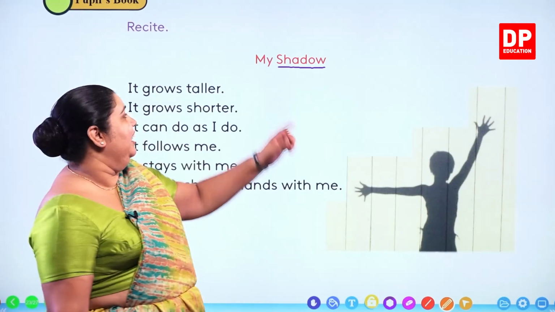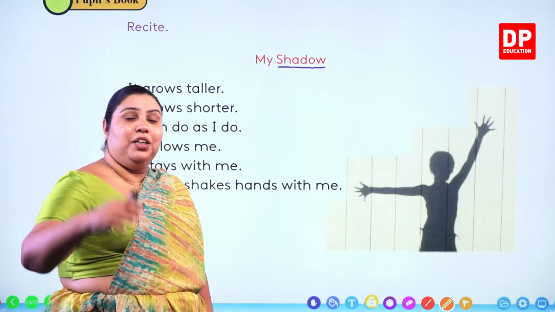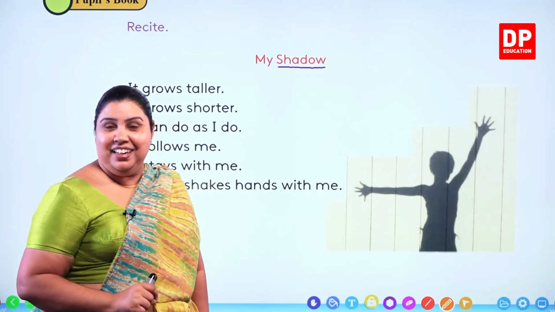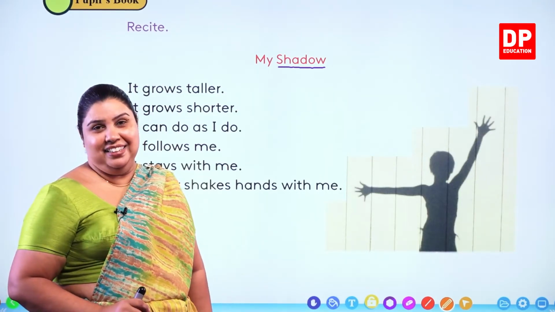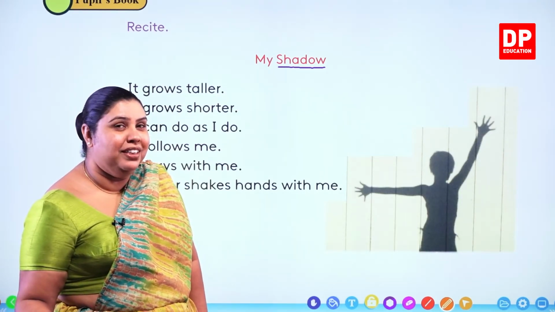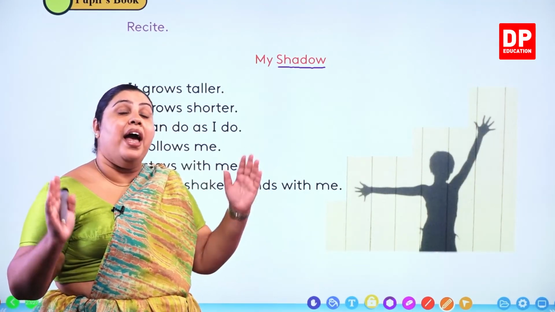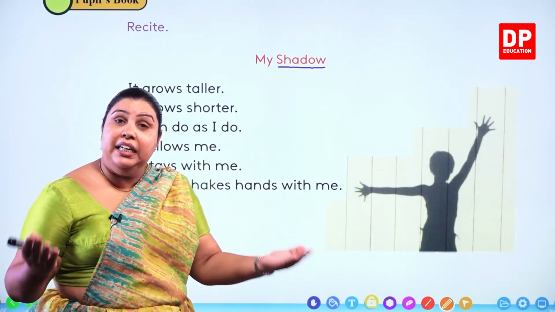What is it? It is the shadow. No, we can't touch our shadow. Right? So to have the shadow, we need light.